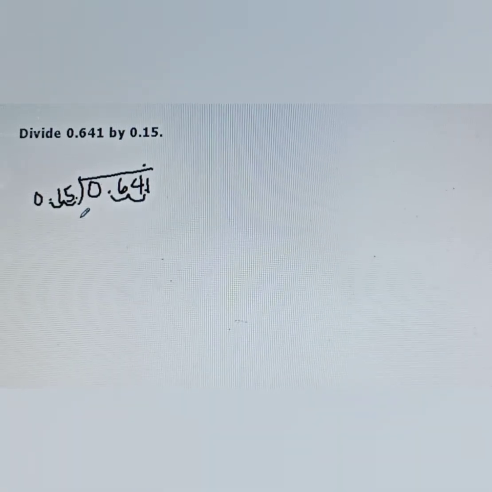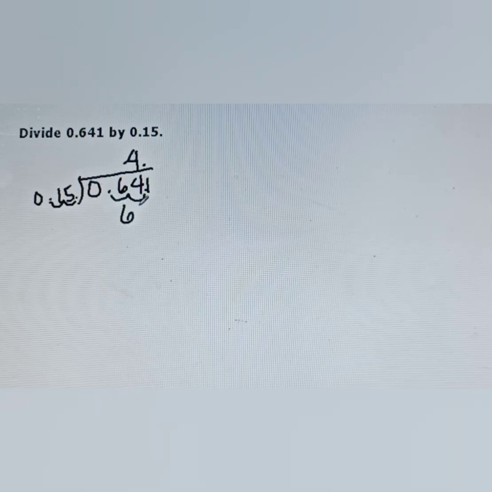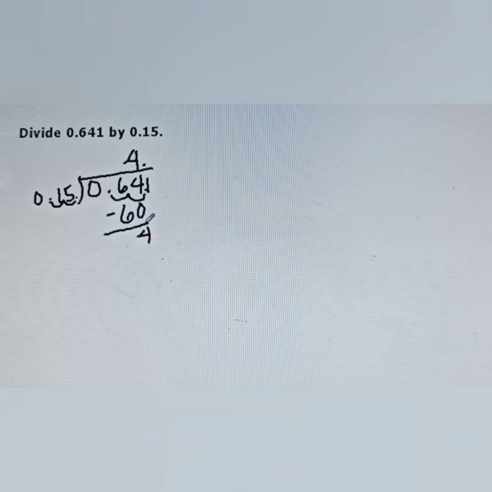Okay. So 64. How many 15s are there? Yes, it's 4, right? So let's put 4 above the 4. You cannot put 4 above 6 because we use 64. It's 4 because if you multiply 4 times 15, that will give us 60. Correct? So let's write 60, then subtract. Subtract 64 by 60, that's 4. Then let's bring down the 1.